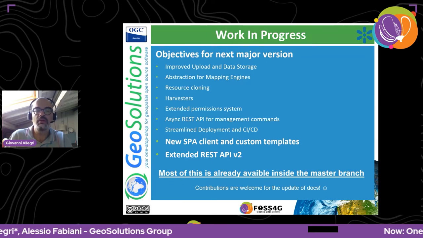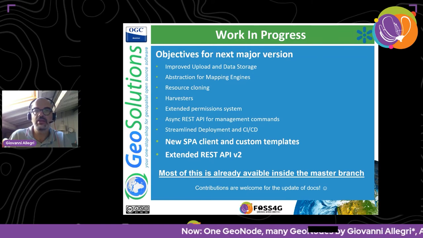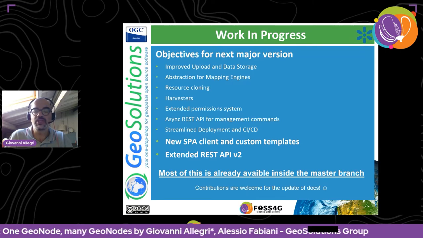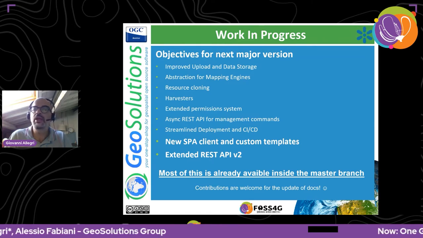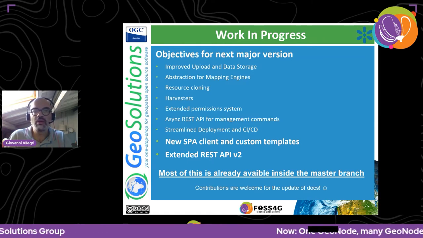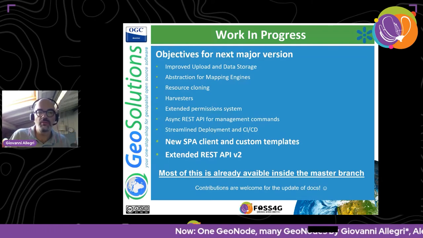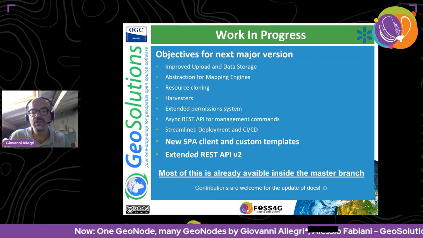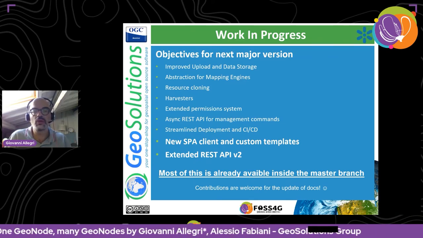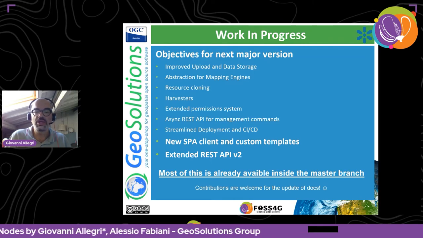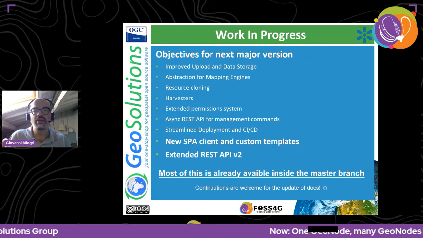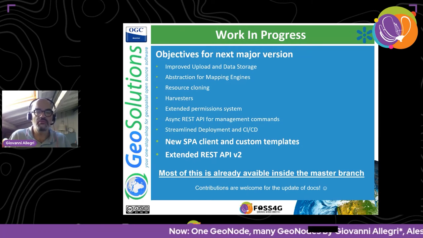But what I really want to say now is that you have a new SPA client, custom templates support, and an extended REST API. The REST API V2 is almost complete, and it really gives you the ability to interact however you want with Geonode, both for the view mode, for viewing resources, searching resources, but also managing Geonode itself, if you have, of course, the credentials to do that. And most of this is already available to test in the master branch. So it's in a good shape.